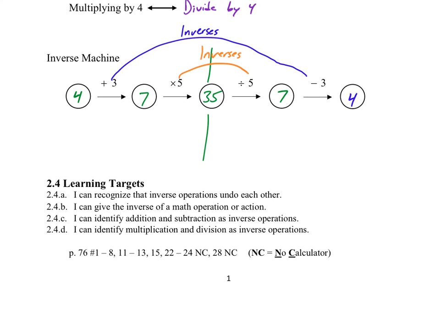Okay, so homework here is at the bottom. You'll notice that there's a couple sections like these here, 22 to 24, that NC means no calculator, and 28 also no calculator. But you're welcome to use a calculator on these first ones, up to number 15 if you'd like. That's all for today. Let me know in class if you have questions.